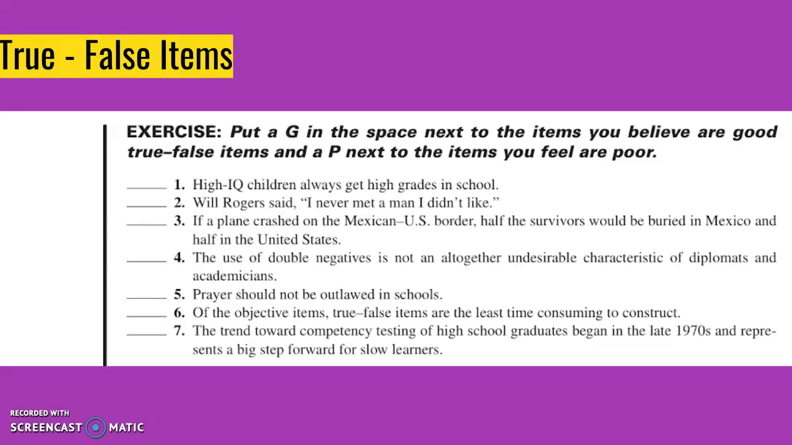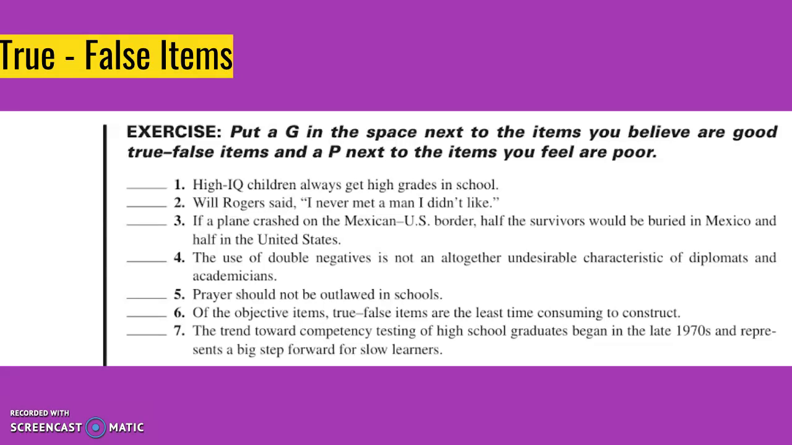All right, number 1. High IQ children always get high grades in school. Number 2. Will Rogers said, I never met a man I didn't like. Number 3. If a plane crashed on the Mexican US border, half the survivors would be buried in Mexico and half in the United States. Number 4. The use of double negatives is not an altogether undesirable characteristic of diplomats and academics.